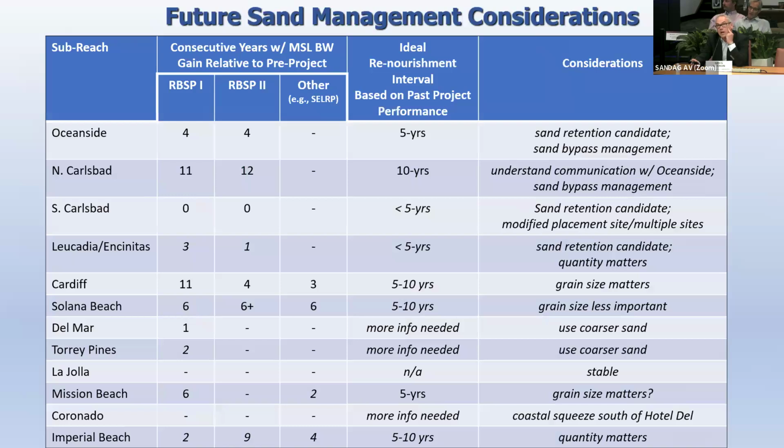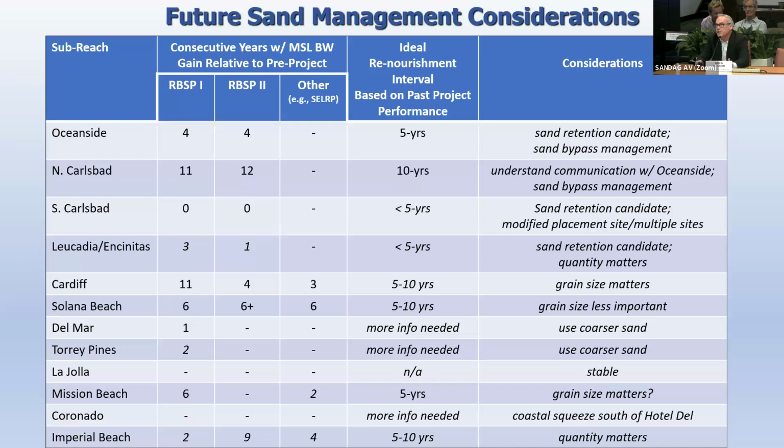And then our last slide, this is some information we presented as part of the Oceanside Technical Task Force, as we start to think about Regional Beach Sand 3. What have we learned, and what are some of the things we should be thinking about? We're looking at each of the sub-reaches here, how long we had consecutive years of beach width gains after each of these projects. And then based on that information, what kind of renourishment interval should we be looking at? So for Oceanside, we held on to material after each of those projects for about 4 years. So we probably should be looking at about a 5-year renourishment interval if we're using comparable quantities.